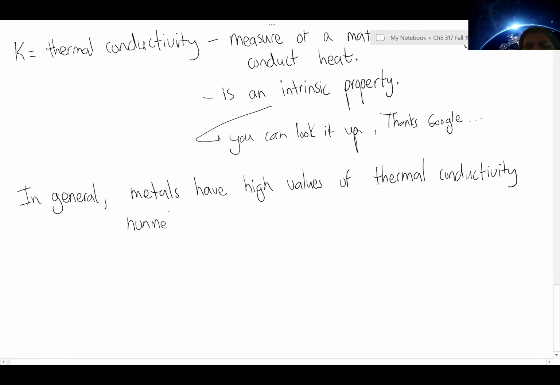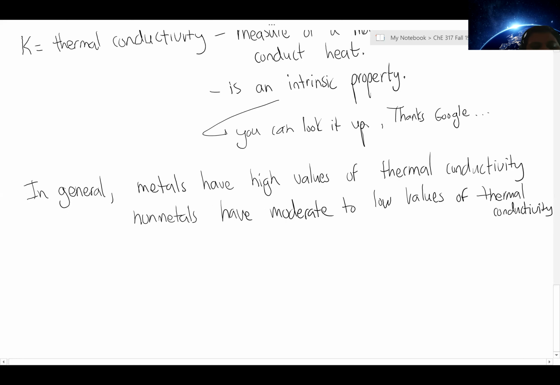Nonmetals have moderate to low values of thermal conductivity. And also, since we're considering direct contact, the thermal conductivity of a solid will on average be greater than the thermal conductivity of a liquid, which will on average be greater than the thermal conductivity of a gas.